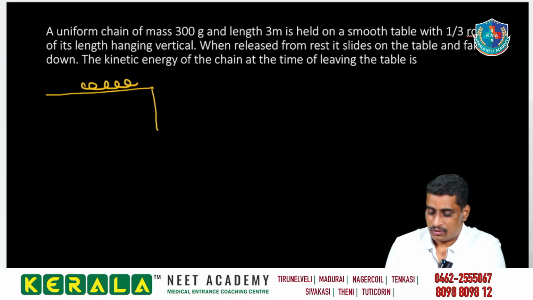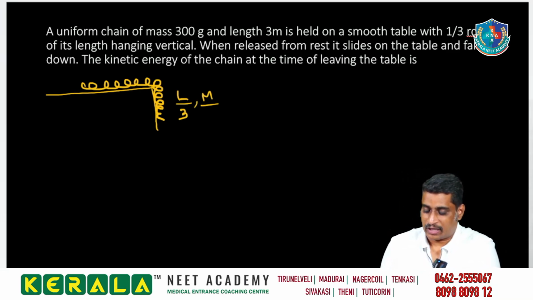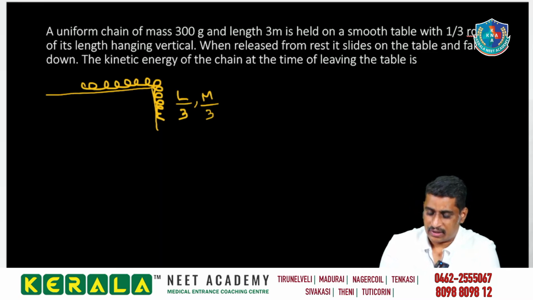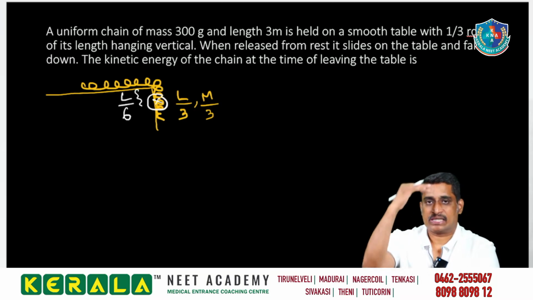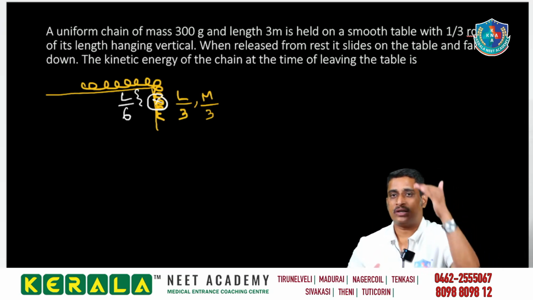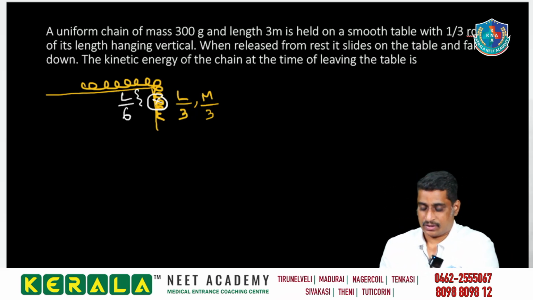Initially, 1/3 length of the chain is hanging from the edge of the table. Therefore, the mass of this part will become m by 3. For L by 3 length hanging from the edge of the table, the center of mass of that chain will be at a distance of L by 6 from the edge of the table. It is at the half distance. Total length is L by 3, so the center of mass is at a distance L by 6 from the edge of the table. This is the first case.